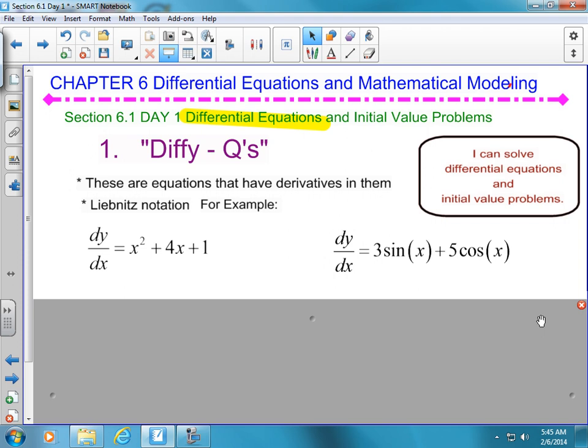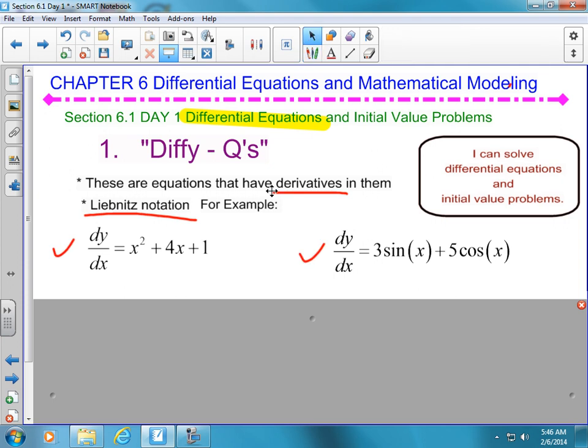All right, a differential equation is simply an equation that has a derivative in it. That's all it is. This is called Leibniz notation. We actually haven't talked a lot about the founders of calculus, but Leibniz is one of them. And he made up this dy over dx symbol or terminology right here. So we use that terminology to write a differential equation. These are both examples of differential equations.